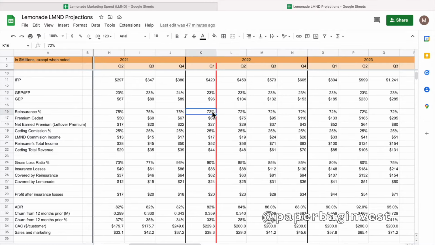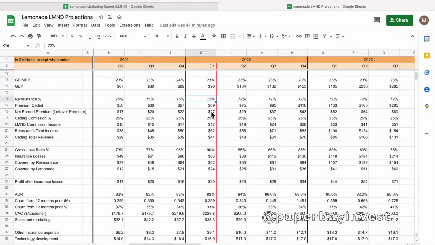And then going down here, we get into our reinsurance section. They're at about 72% reinsurance, so I've put how much of their premium is being shifted to reinsurance. You get a percentage of your gross earned premium that is ceded based on your reinsurance amount, and then you have your leftover amount, which is what's left over for Lemonade. Then you have a ceded commission, and I've just put in 25% going forward. This could change, obviously, but it would be structured into their reinsurance agreement.